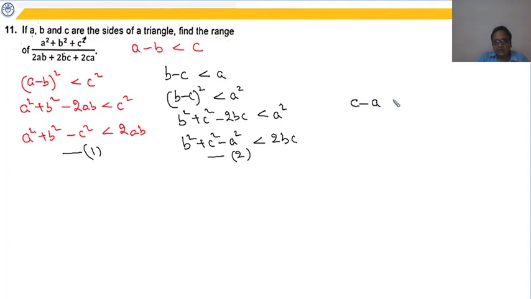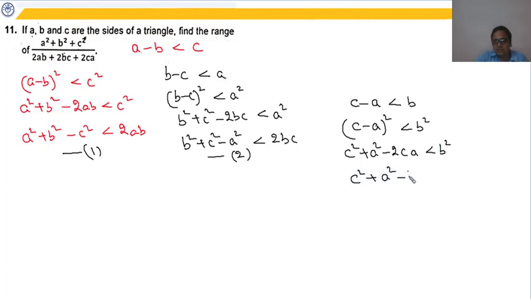c minus a is less than b, so c minus a whole square is less than b square. So c square plus a square minus 2ca is less than b square, so c square plus a square minus b square is less than 2ca. This is the third equation we have. Which property do we use? The difference of two sides of a triangle is less than the third side. And one more property we should also know: the sum of two sides is greater than the third side.